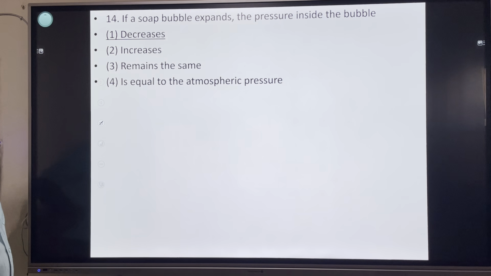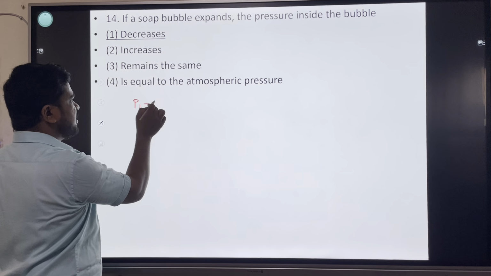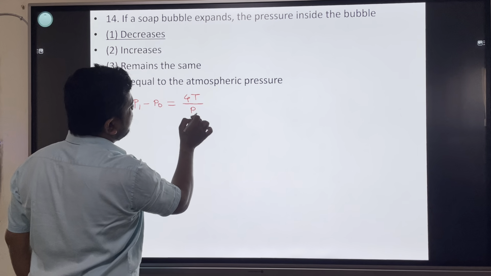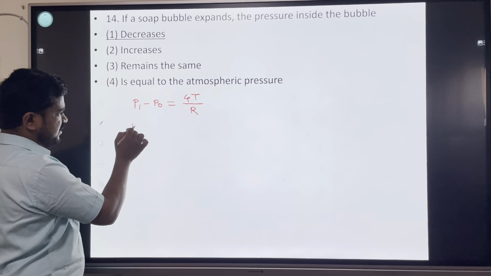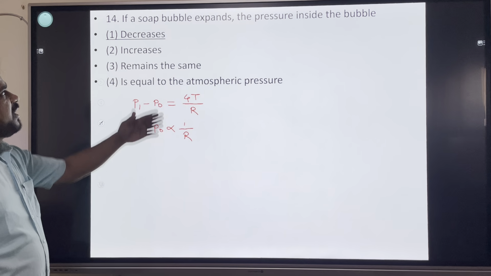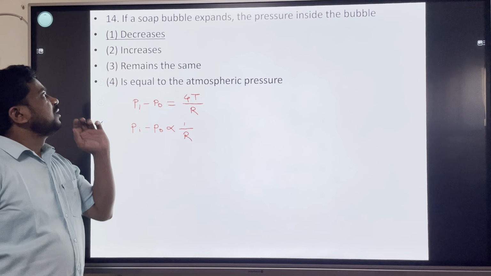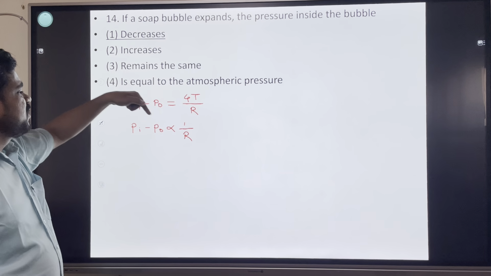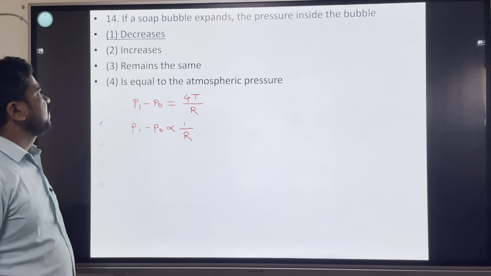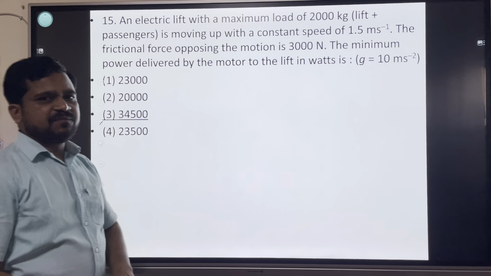If a soap bubble expands, does the pressure inside the bubble decrease, increase, or remain the same? Let's see. Excess pressure inside, Pi minus Po, for a soap bubble is 4T divided by R, where R is the radius. Excess pressure Pi minus Po is inversely proportional to radius. On expansion, the radius increases, so the excess pressure inside decreases. If radius decreases, the pressure increases. Inversely proportional, so it decreases.